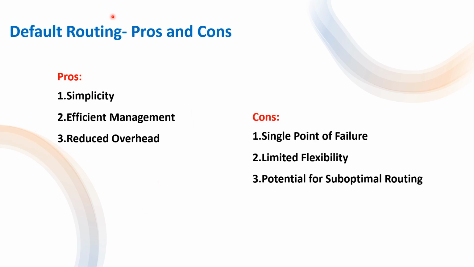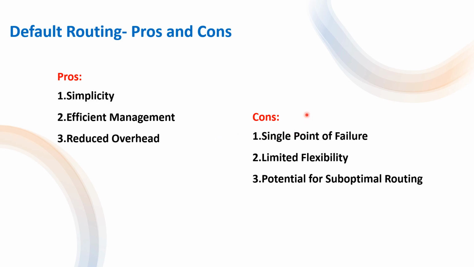Now let us see the pros and cons of default routing. Default routing simplifies network configuration by reducing the need for extensive routing tables, making it easier to manage and maintain the network. It is especially useful in stub networks or small networks where a single path for unknown destinations is sufficient. By using a default route, routers can minimize the overhead of managing and updating complex routing tables.